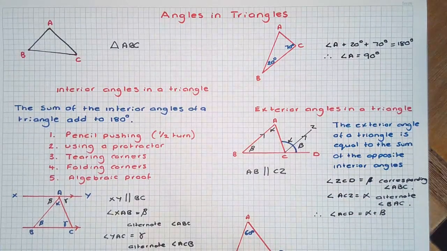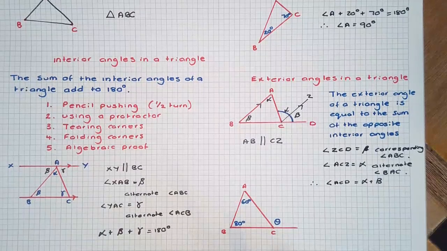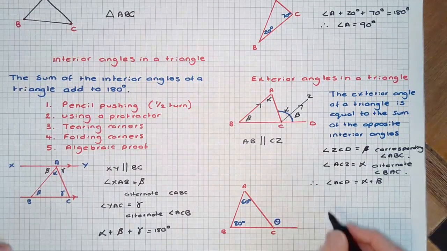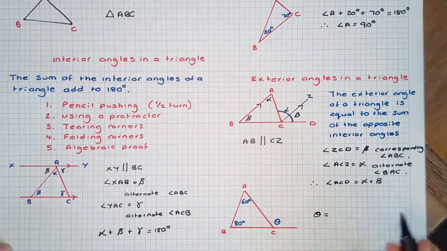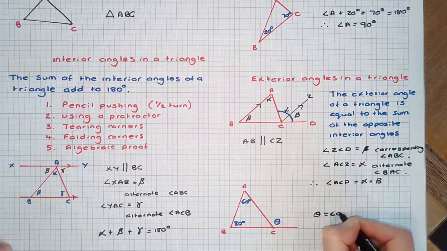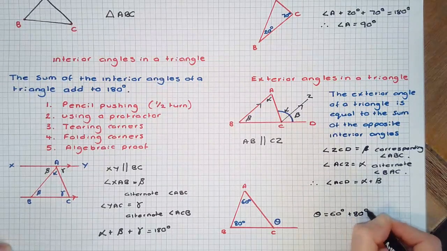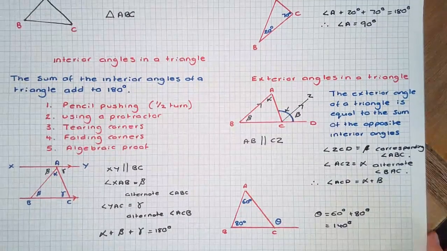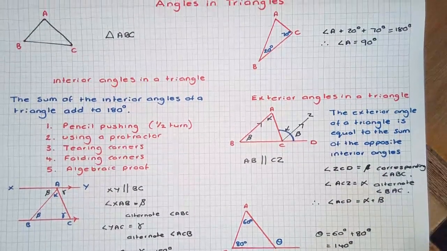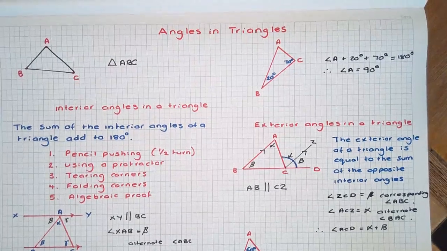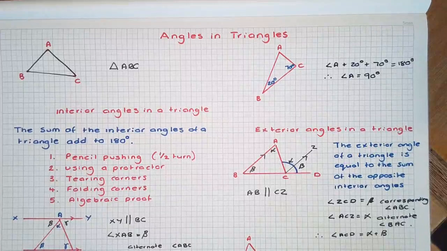Now we can use that information in an example such as below. The angle theta is equal to the opposite interior angles, that is 60 degrees plus 80 degrees, being 140 degrees. So the interior angles in a triangle sum to 180 degrees, and the exterior angle is equal to the sum of the opposite interior angles.